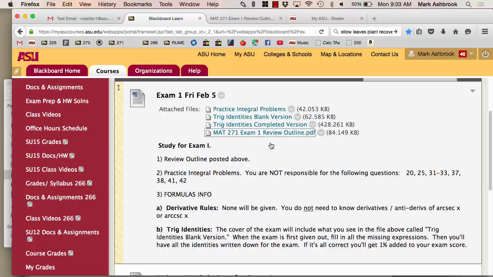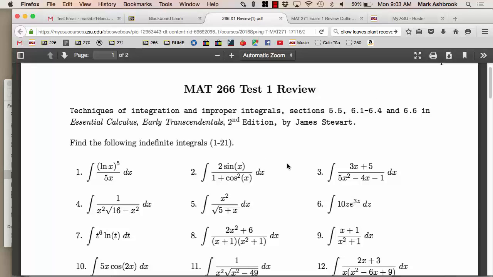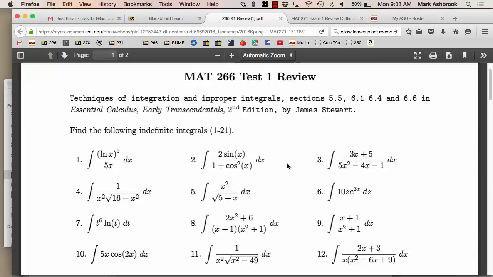The next thing is practice integral problems. Okay, if you click on that one. Mark, yeah. On the outline, you posted the table integrals, whatever. Are you going to put those on? Yeah, you'd have to have the table formulas. Yep. If you have to do any table integral type on the exam, you'll be given those table formulas. Okay.